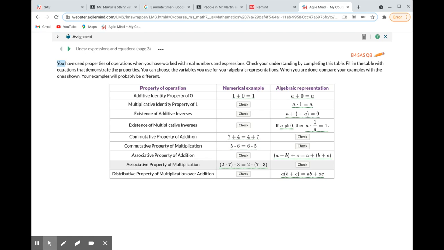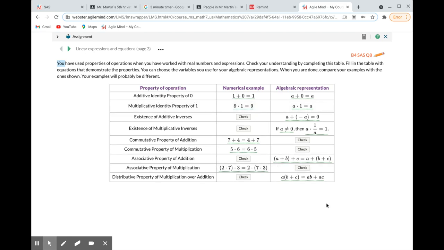All right. So the first example is the additive identity property of 0. It says that 1 plus 0 equals 1. And the algebraic representation for that is a plus 0 equals a. Looking at the next one, that is the multiplicative identity property. It says that any number times 1 equals that number. So give me an example of a number times 1 where it would equal that number. 5 times 1 equals 5. Perfect. That's a perfect example. Good job.